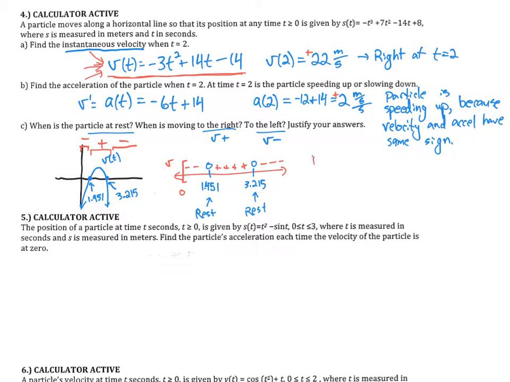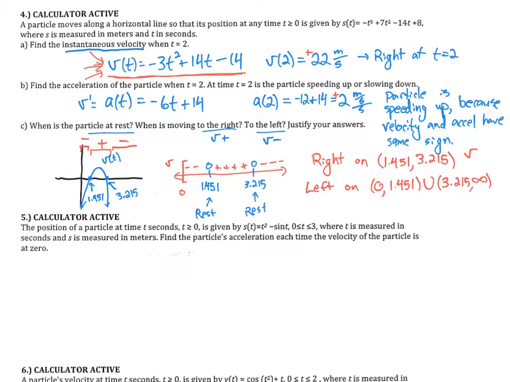So we've got that the particle is moving to the right on the interval 1.451 to 3.215, and the particle is moving to the left on the interval 0 to 1.451 and the interval 3.215 to infinity.